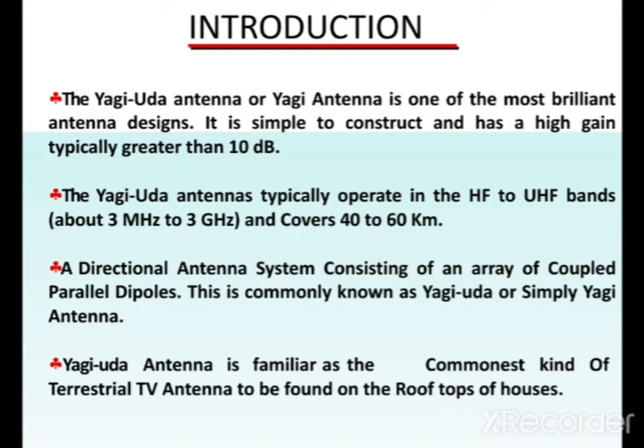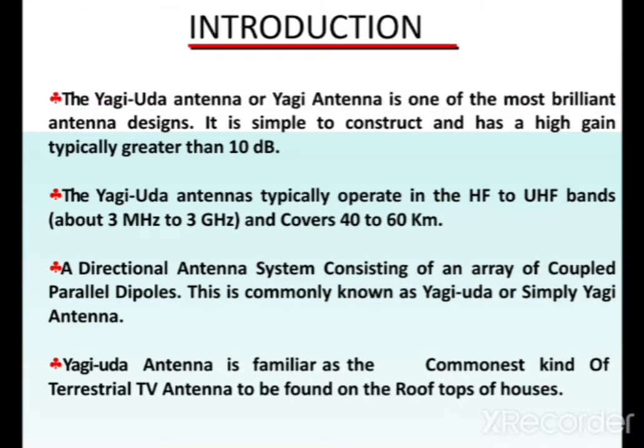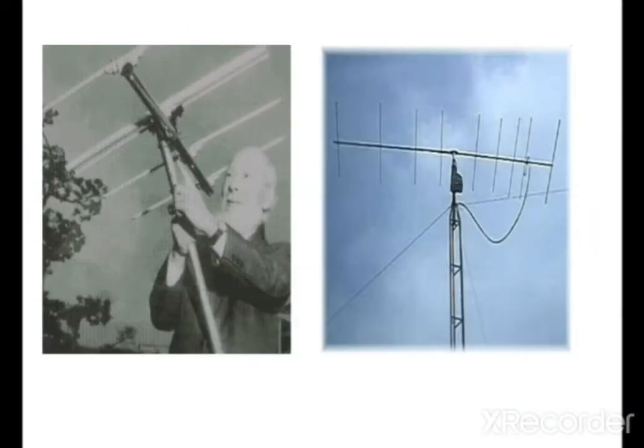It has only one driven element, the dipole, and the others are generally parasitic elements. The Yagi-Uda antenna is familiar as the commonest kind of terrestrial TV antenna to be found on the rooftops of houses. I already mentioned this, and the shape of the Yagi-Uda antenna is shown in the figure. Just observe that this is the household application.